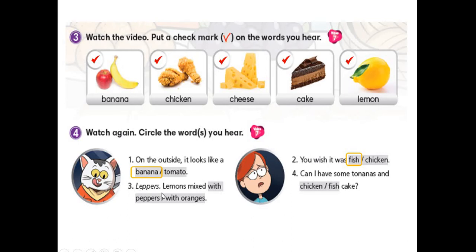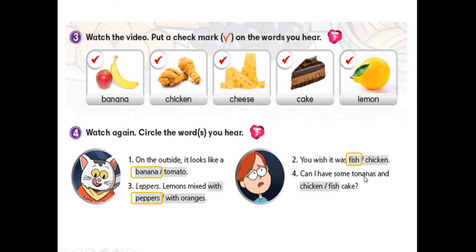Lepers or lemons mixed with peppers or oranges. Again, lemons mixed with peppers or with oranges. So which one? What do you think? From the word itself, obviously that is with peppers. Lemons with peppers. And the last one is number 4.